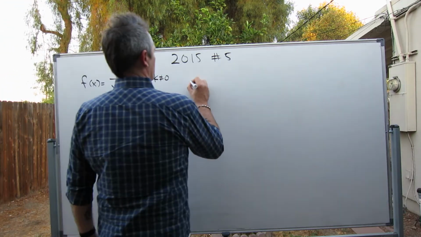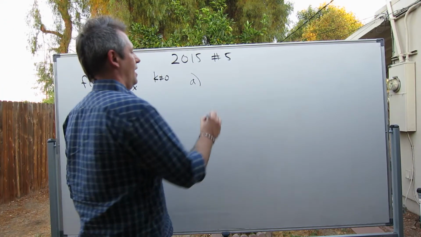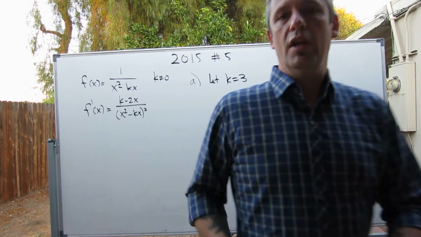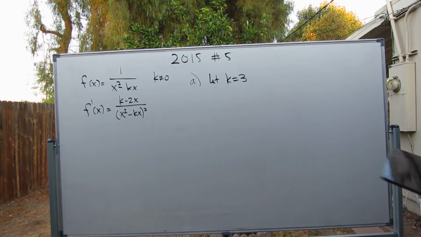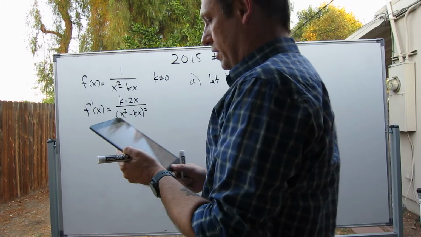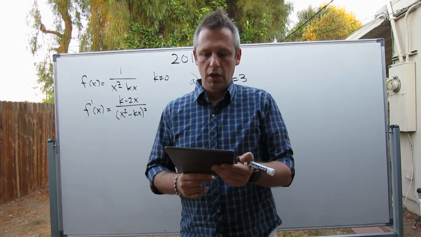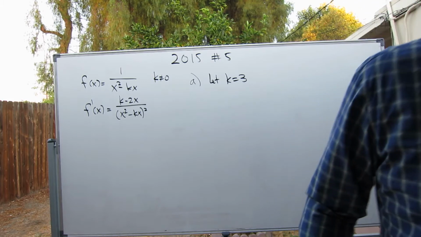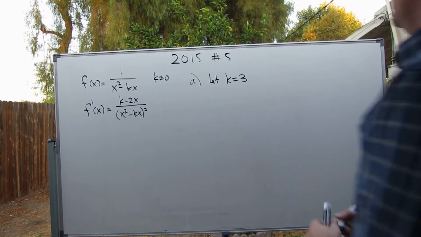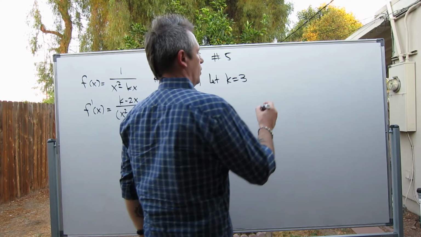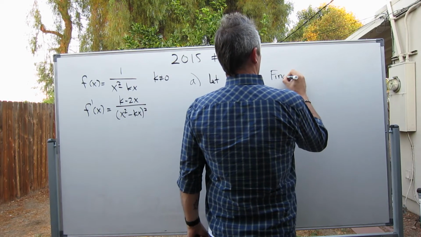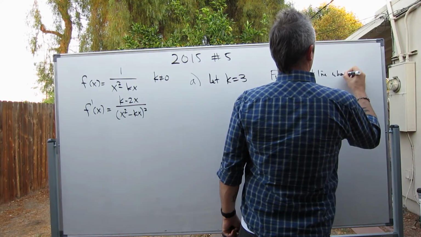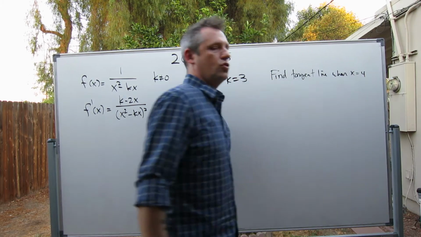So, part A, what do they ask us to do? They want us to let k equal 3, and then find the equation of the tangent line to the graph of f at the point where x equals 4. So this is straightforward enough.